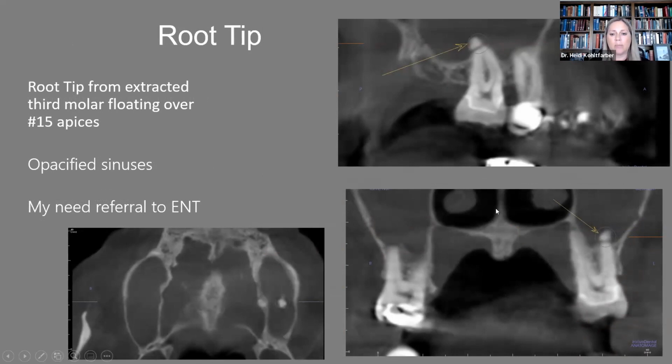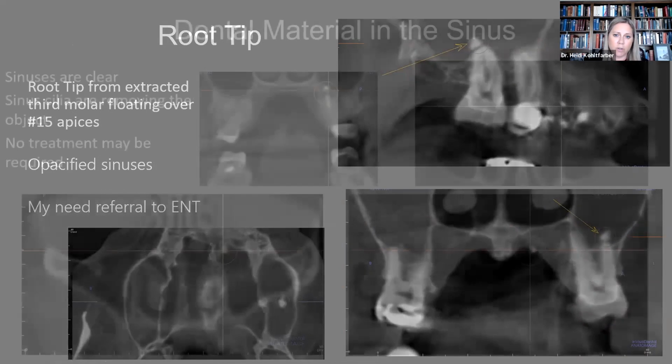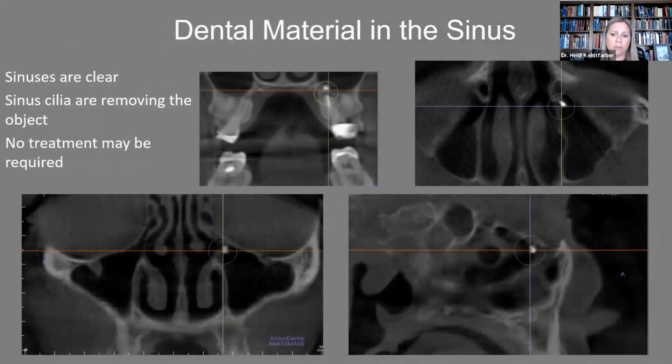And you'll notice we have opacified sinuses. So you may need to refer that to ENT based on the symptoms of the patient. If the patient has sinus symptoms for longer than 2 weeks duration, we'll want to go ahead and send them. We can see dental material in the sinuses.